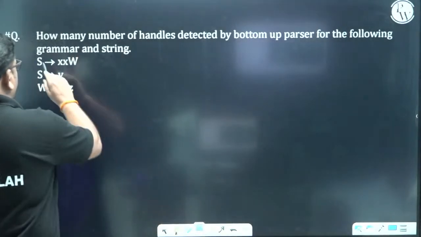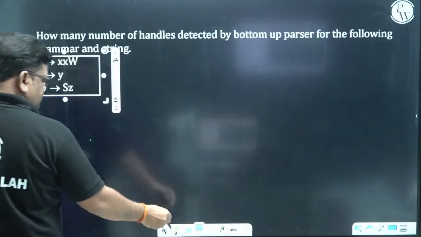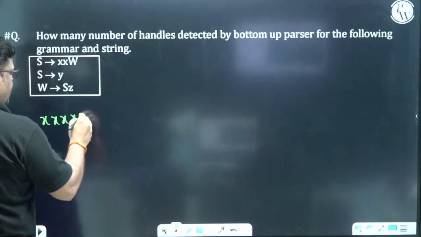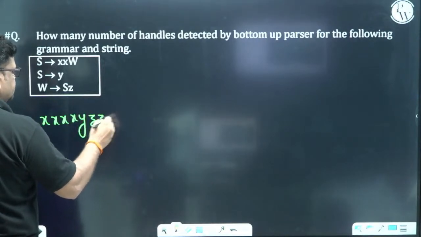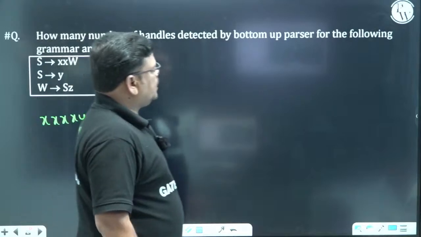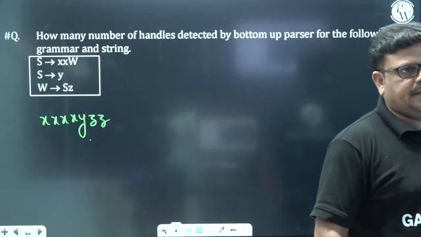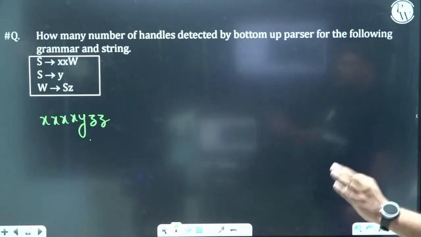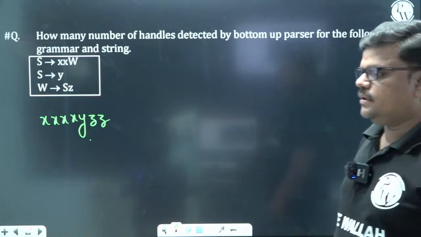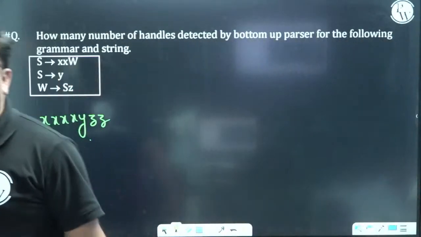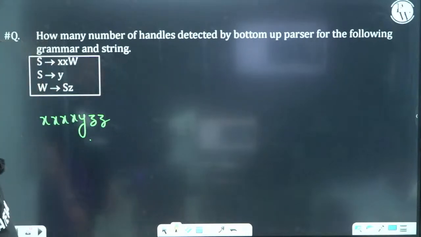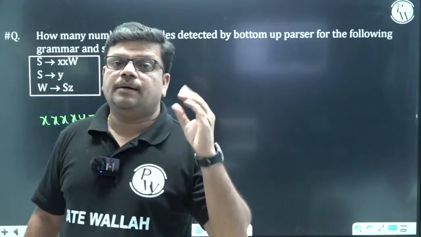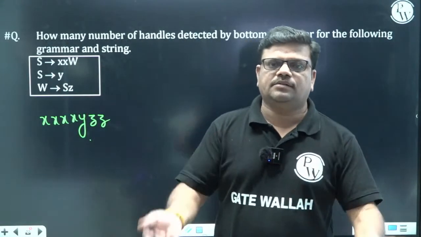See, here we have a grammar, and I have an input ZZ. Now, how many handles are detected by a bottom up parser for the following grammar and string? Assume this is a normal question, which we can easily expect. So whenever a grammar and input is given, we should be in a position to identify the number of handles. That means how bottom up parsing is performing.